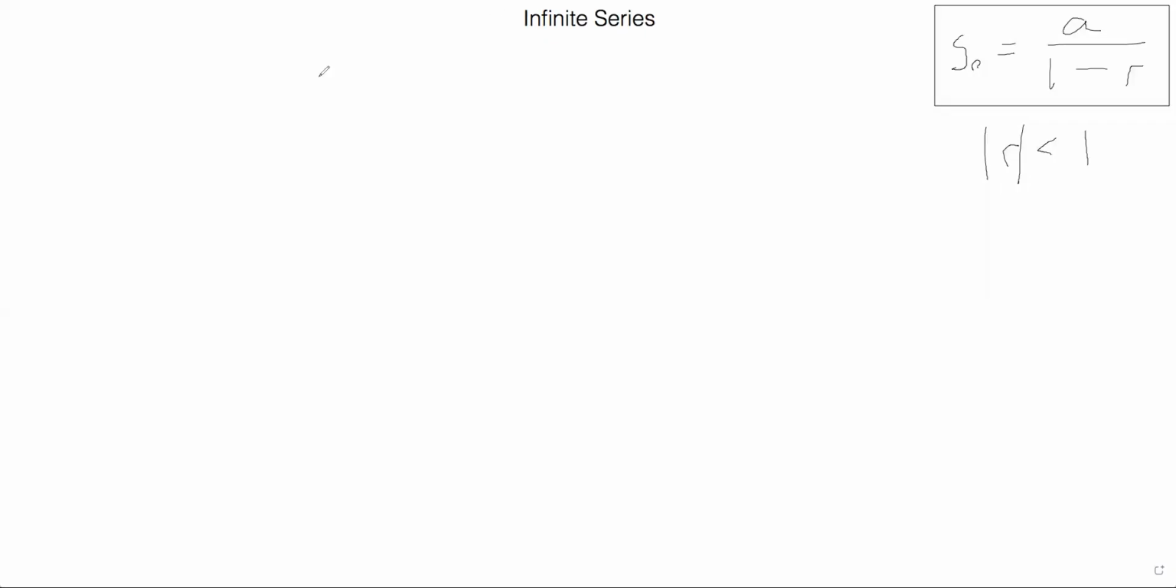Let's say we have the following geometric series. Let's say we have a sub n. Well, in this case, it's a sequence, but we're going to convert this sequence into a series. So we have a sub n is the sequence of 5 minus 10 over 3 plus 20 over 9 minus 40 over 27, and so on and so forth. So we want to find the sum.